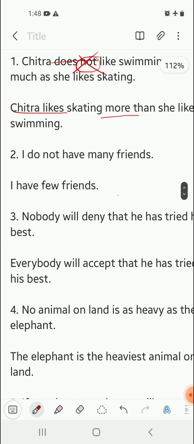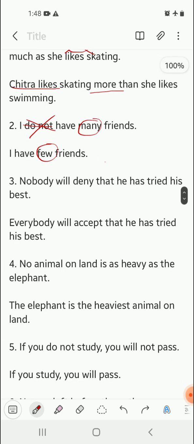Number two, I do not have many friends, which means I have less friends. So we cannot write "do not", it has to be cancelled from here because we are making an affirmative sentence. So I have, so many, instead of many, I'm going to use few in order to make sure that my sentence meaning remains intact.